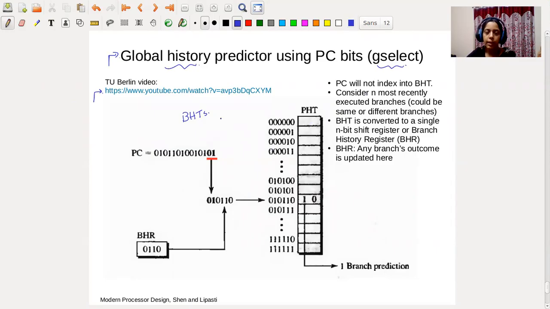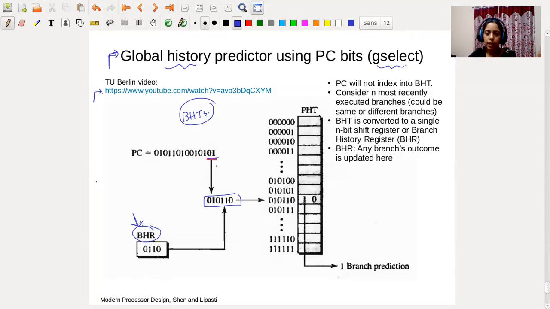Because branch history tables are specific to a particular branch, since they usually keep track of a particular branch's history. And since we are keeping track of global history here, we have a single BHR. So that is, sorry, that is not the BHR. This is the BHR. So this is usually a good way of differentiating between whether this is a global predictor or a local predictor. Global predictors usually have just the BHRs, whereas the local predictors have the branch history tables.